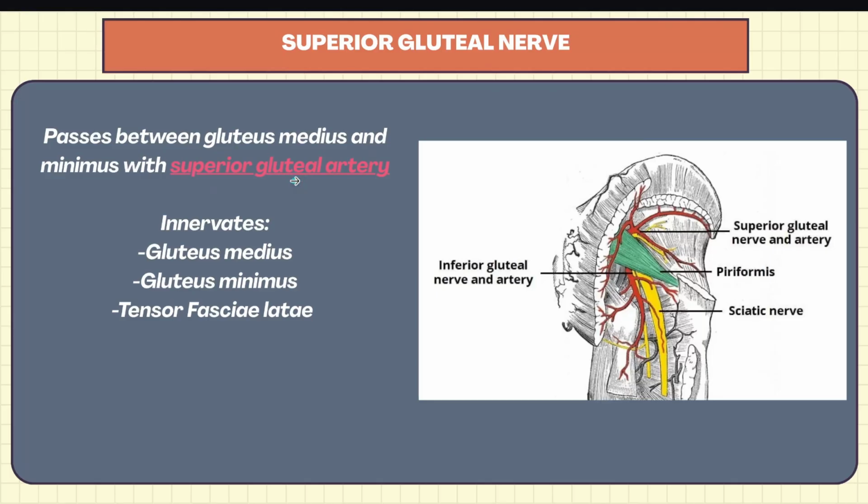Now we're going to talk about the nerves and the gluteal regions and injuries. So the superior gluteal nerve is going to innervate 3 main muscles. You're going to have the gluteus medius, gluteus minimus, and the tensor fasciae latae. What I'd also like to mention is that between the gluteus medius and gluteus minimus, you're going to have the superior gluteal artery running between them.